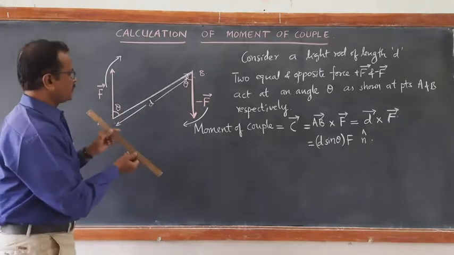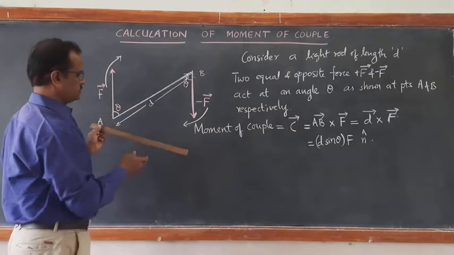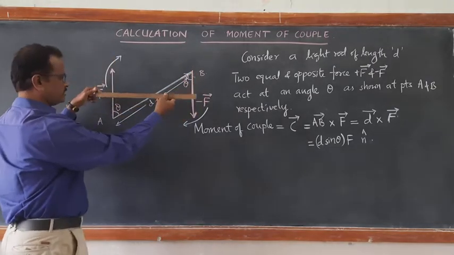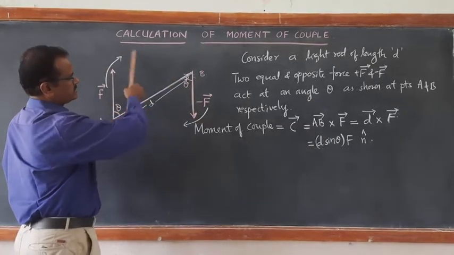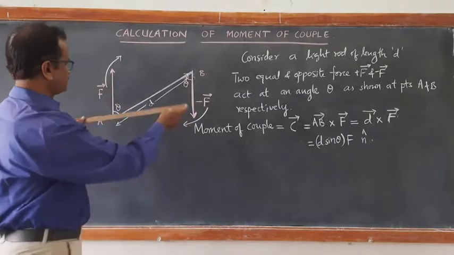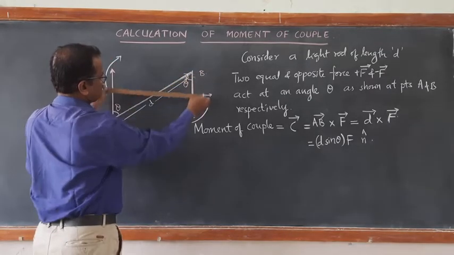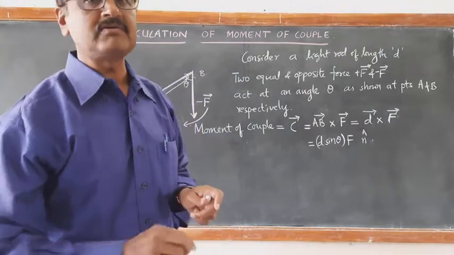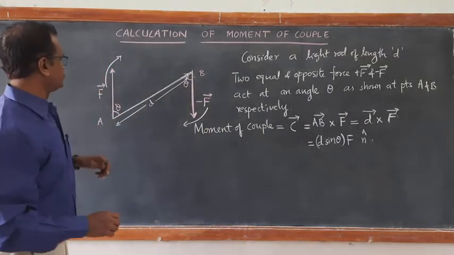On the other hand, if the forces are in a different sense, if one force is acting in the upward direction and another force is acting in the vertically downward direction the other way, then it will tend to rotate in the anti-clockwise sense. That will constitute an anti-clockwise couple. Now here in this case, it is the clockwise sense of moment of couple. Now what is d sin theta from the diagram?